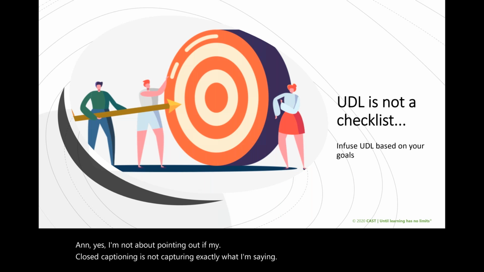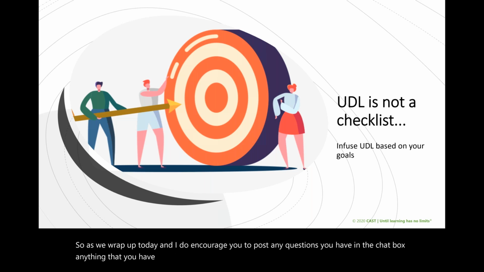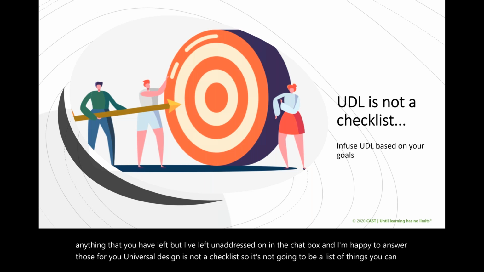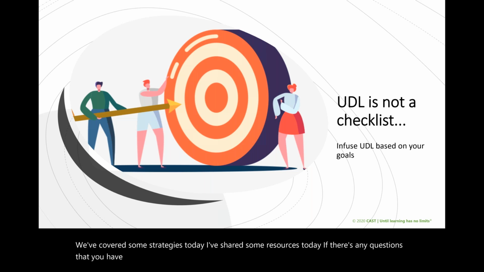So as we wrap up today, I do encourage you to post any questions you have in the chat box, anything that I've left unaddressed, and I'm happy to answer those for you. Universal design is not a checklist, so it's not going to be a list of things you can do. We've covered some strategies today. I've shared some resources today. If there are any questions that you have moving forward, I'm going to give you my email. Please reach out to me. I'm here as a resource for you.